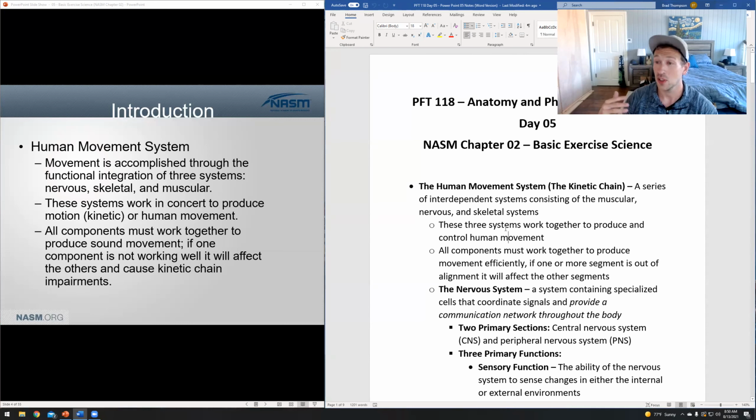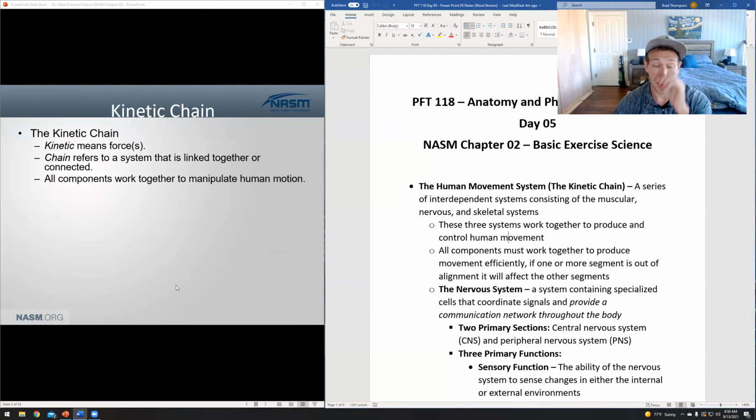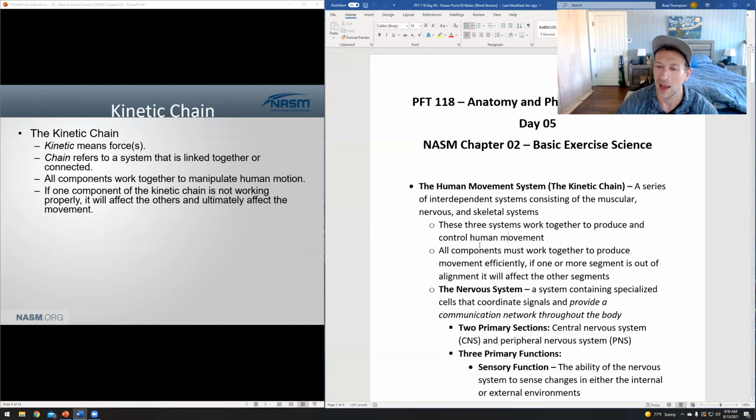Well, when it comes to human movement, every movement we make is under the control of what we call the kinetic chain, or sometimes we call it the human movement system. It's three interdependent systems that all work together to actually produce human movement. So we talk about the nervous system controlling everything, and it's manipulating the muscular system to contract, and that contraction causes it to drag around the skeletal system.